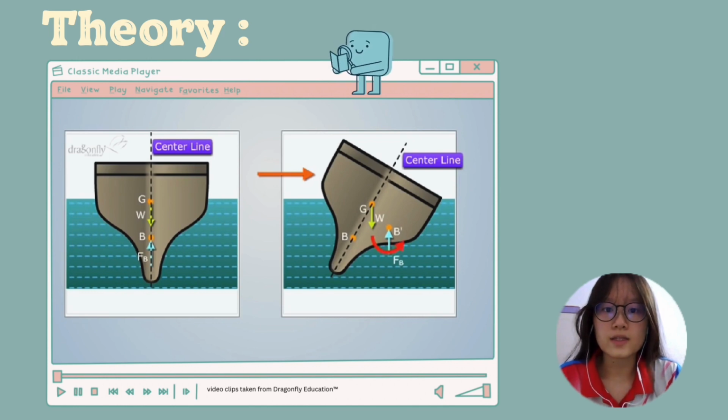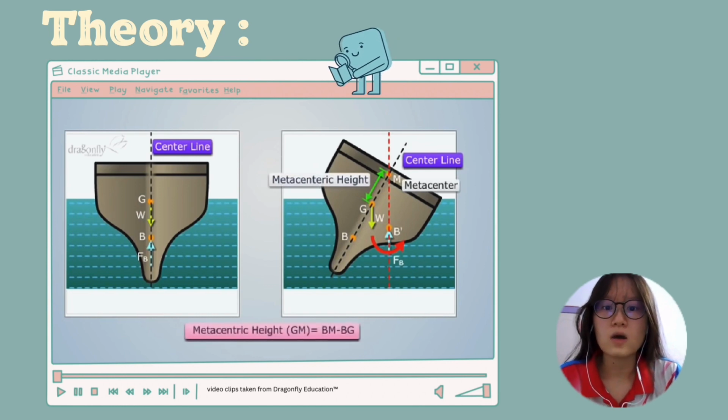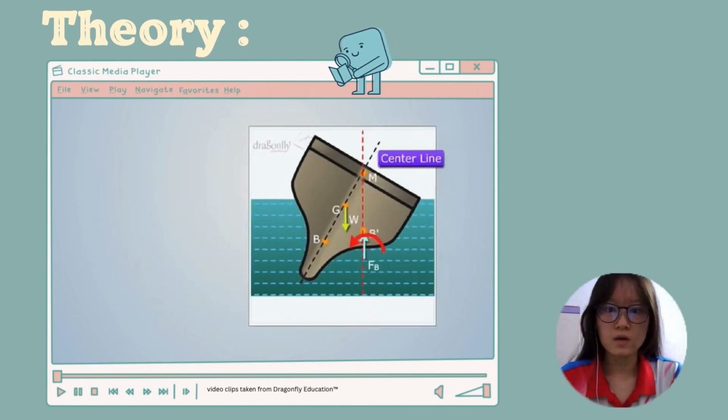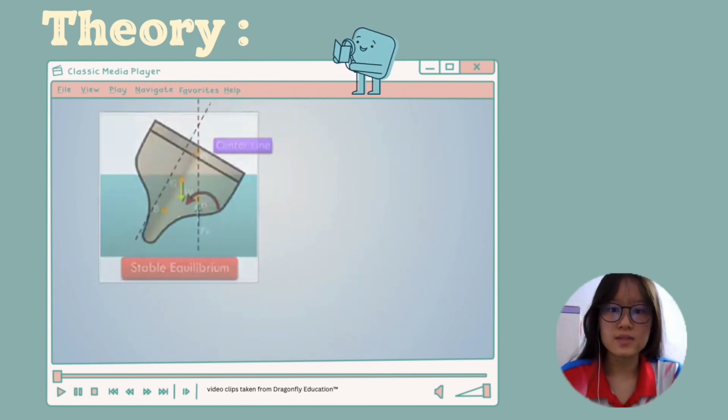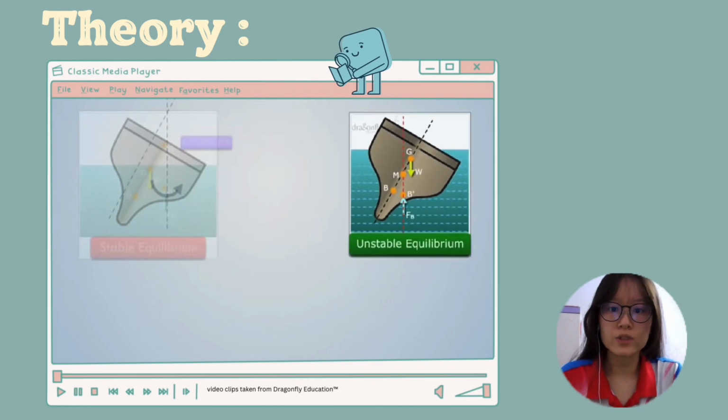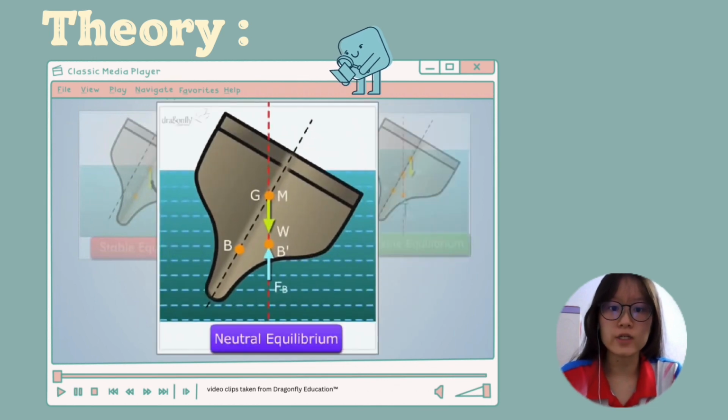The point of intersection of the vertical line through the new center of buoyancy, B prime, and the center line BG is termed the metacenter of the body, and the distance by which the metacenter lies above the center of gravity of a floating body is known as the metacentric height, GM, which is given by a formula depending on the location of the metacenter. A floating body possesses three types of equilibrium, which are stable, unstable, and neutral equilibrium.